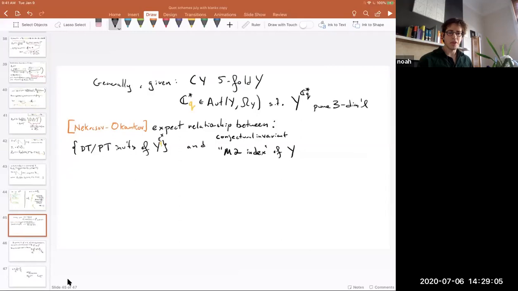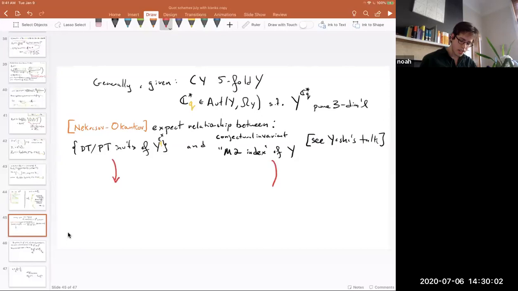So maybe this is a lot for the last 3 minutes of the talk, but so be it. Conjecturally, and we heard a little about this a couple weeks ago in Yasha's talk, if I have some Calabi-Yau fivefold Y, and some rank one complex torus that acts on Y preserving the Calabi-Yau form, such that the fixed locus with respect to this torus is pure three-dimensional, then there are these conjectures of Nekrasov and Okounkov that expect some relationship between DT invariants or PT invariants of this fixed locus Y, and some conjectural invariant, which we heard about in Yasha's talk, called the M2 index.